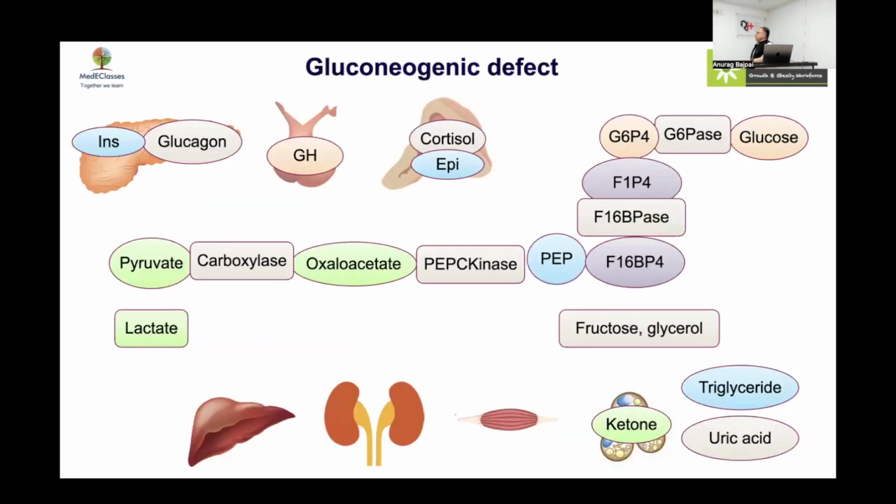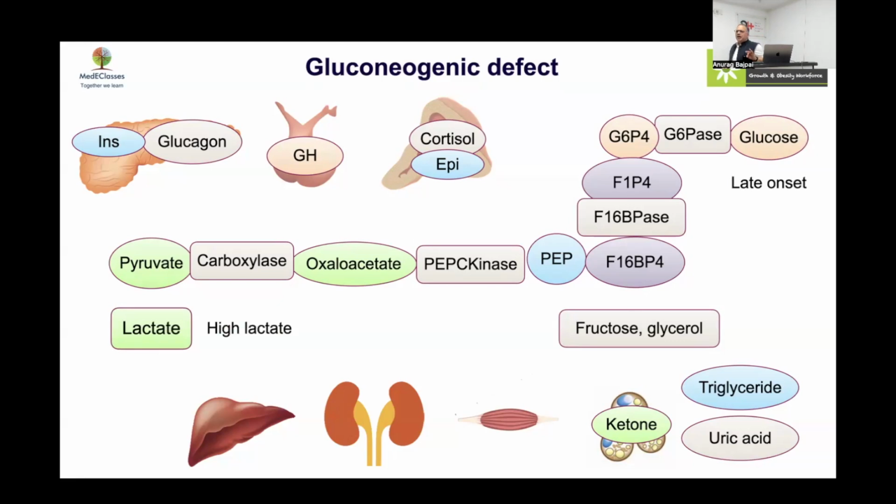Finally, the gluconeogenic defect, where the problem is at fructose 1,6 bisphosphatase or, of course, PEP carboxykinase and pyruvate carboxylase. Here you will have no production of glucose through the alternate pathway, so it will be later onset, typically after 1 year. So this case presented at 16 months. This is the typical presentation.